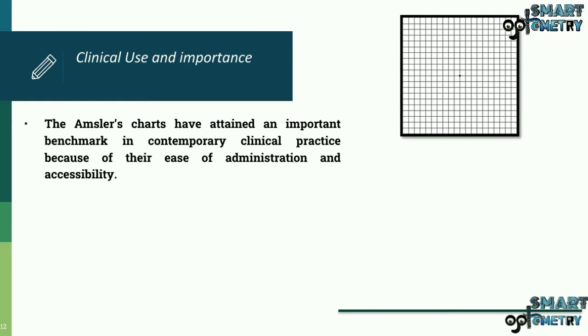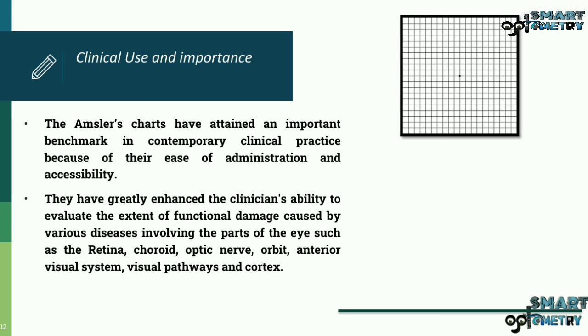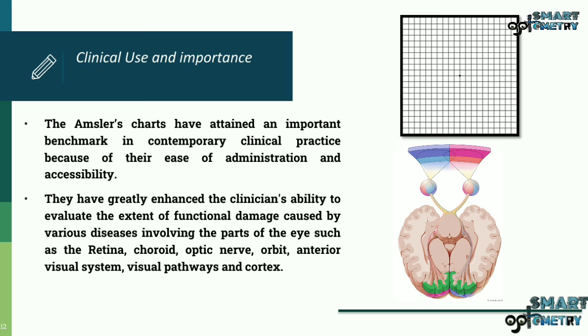Clinical use and importance. The Amsler's charts have attained an important benchmark in contemporary clinical practice because of their ease of administration and accessibility. They have greatly enhanced the clinician's ability to evaluate the extent of functional damage caused by various diseases involving the different parts of the eyes such as retina, choroid, optic nerve, orbit, anterior visual system, visual pathway, and cortex.